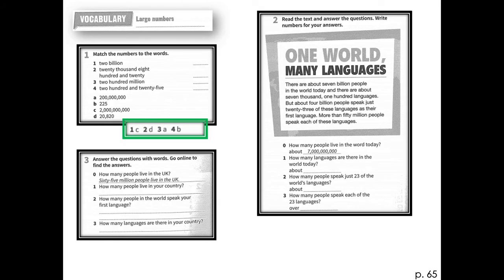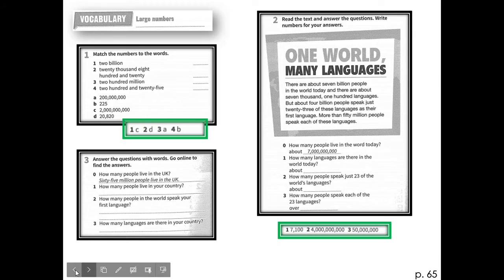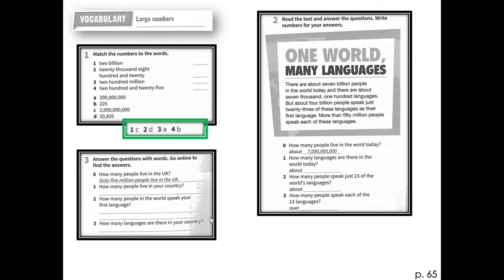Here, answer the questions with words. Go online to find the answers. This one is not given here. We're supposed to go online and find this. Whatever answers we do in class here, you should use those answers. So here: how many people live in your country? How many people in the world speak your first language? And how many languages are there in your country? We're going to find this one out in class.